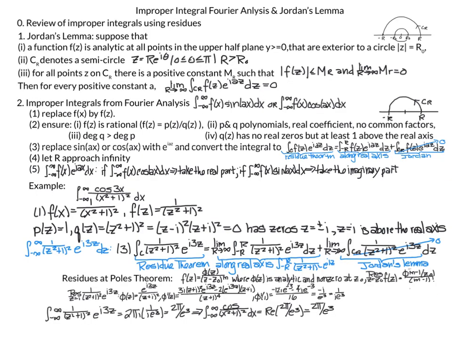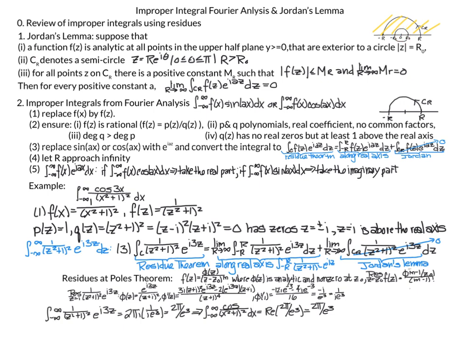To review what we have covered in this video, we looked at improper integrals of Fourier analysis and Jordan's lemma. The first thing we did is review improper integrals using Cauchy's residue theorem. Next, we looked at Jordan's lemma that said if we have a function f of z which is analytic at all points in the upper half of the plane that are exterior to a circle, modulus of z equal to r. In other words, our function is analytic in this yellow portion where y is greater than or equal to 0, and outside this circle of radius r naught.